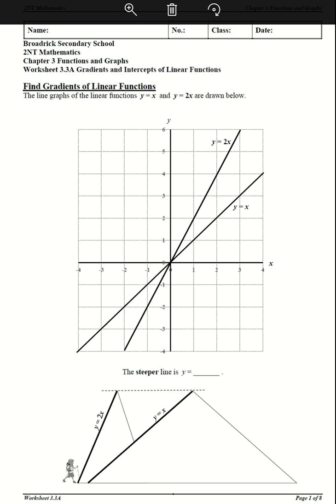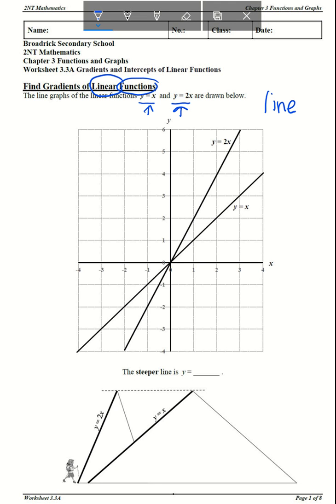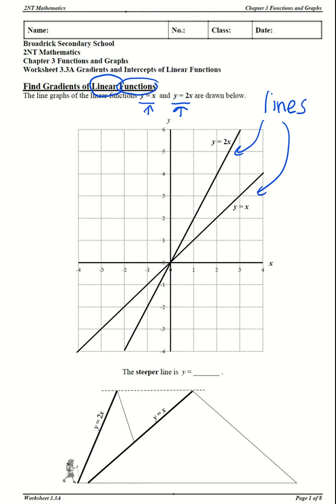Just a little bit of recap. What are functions? These are functions: y equals to x and y equals to 2x. They are also known to you as equations, but the other name is called functions. Then what is the word linear? What does it mean? Linear comes from the word line. When we draw the graphs of these two equations or functions, we will get lines. That's why we call them linear functions.